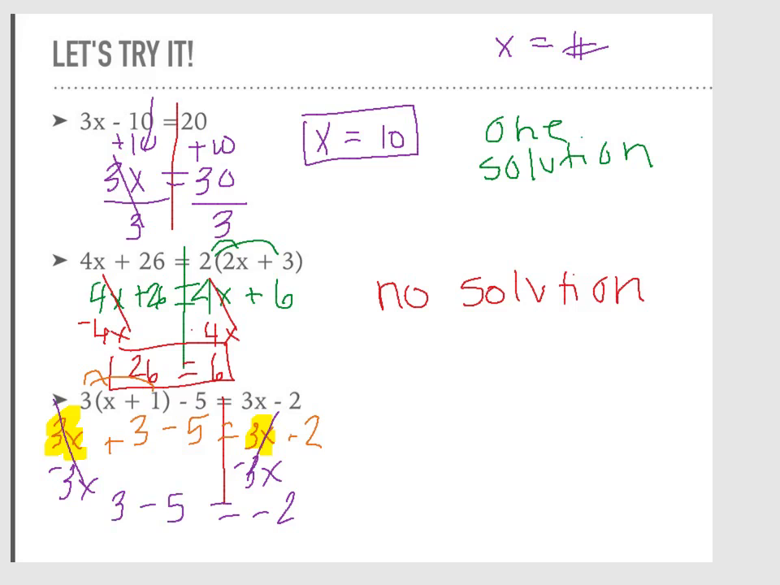All my variables have gone away, and now I'm just going to write it up here. I'm left with 3 minus 5 equals negative 2. I can keep simplifying my left side.